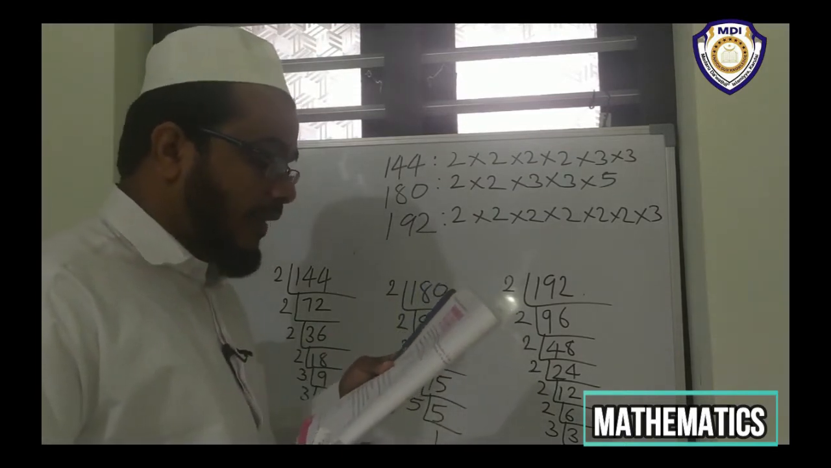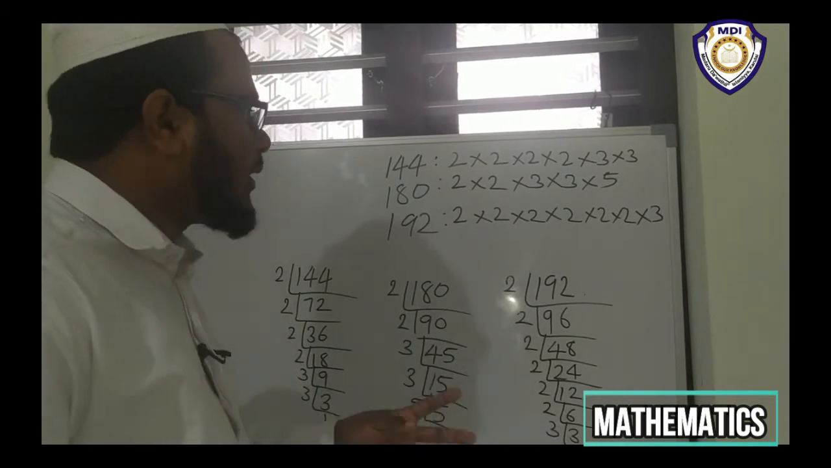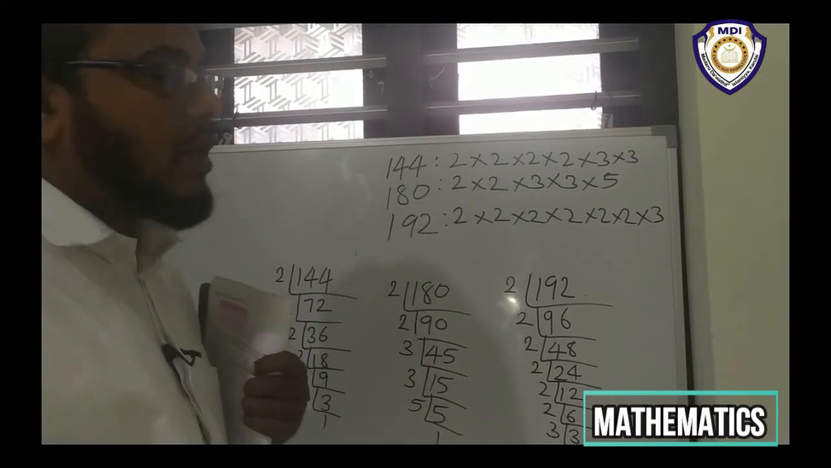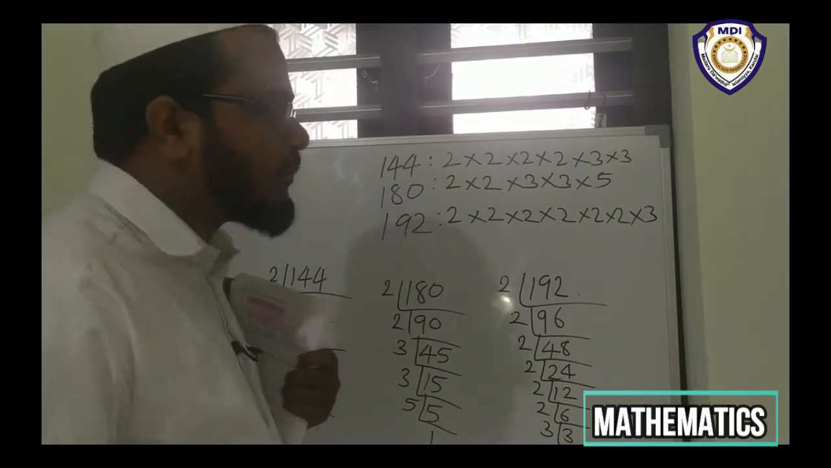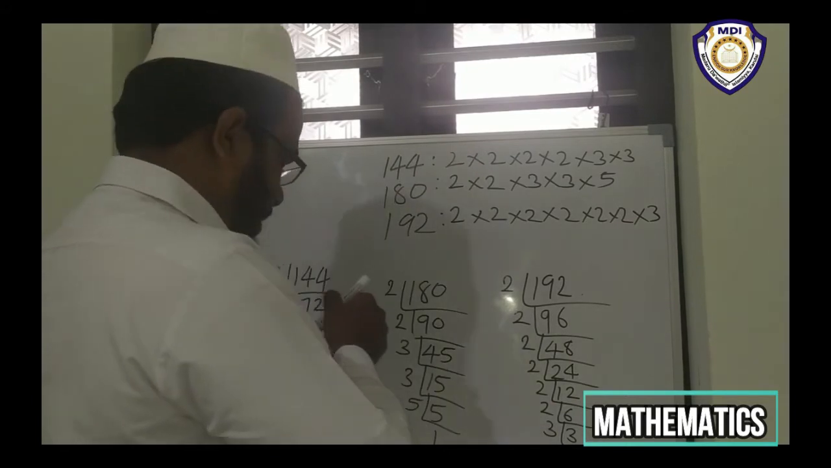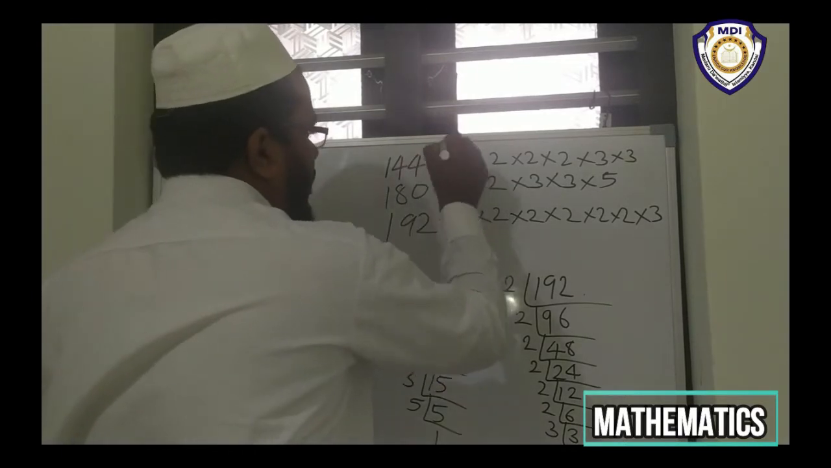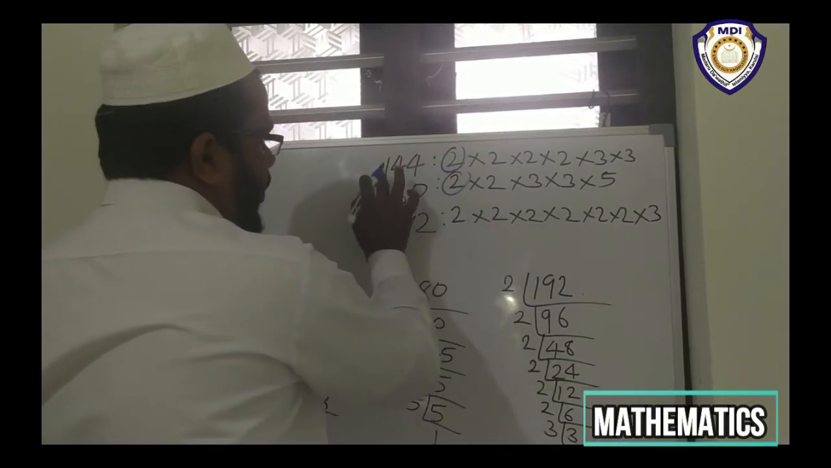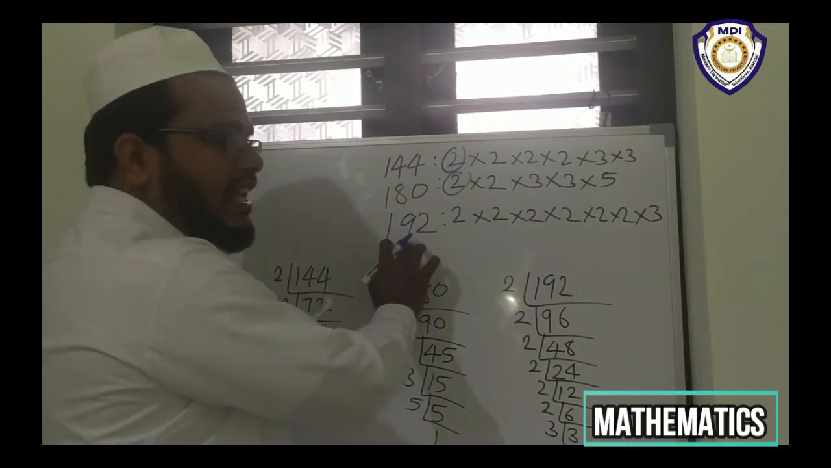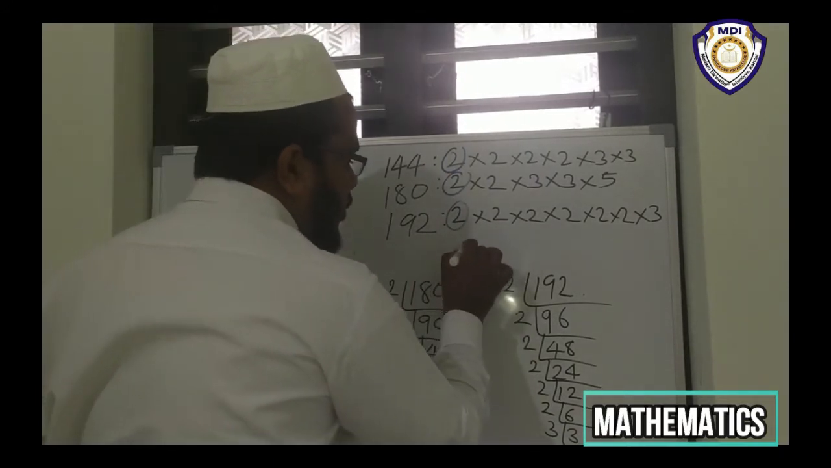Now 2 is a common factor in each of the numbers, which is repeated at least twice. Okay, then we have to take each factor. First we can take 2. 2 is here, and here, and for 144 also, and 180 also, and 192. Okay, 2. Then let us take one 2 here.